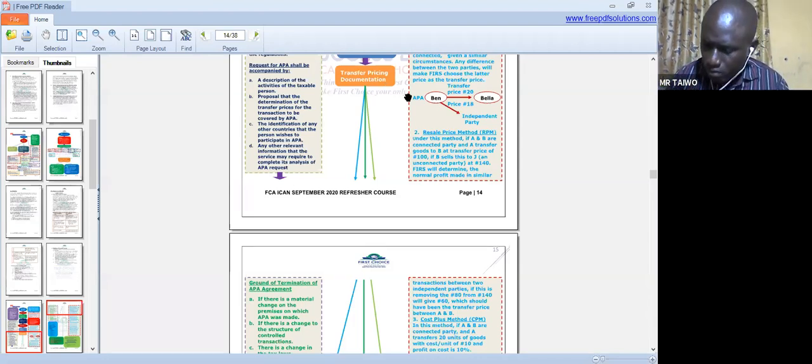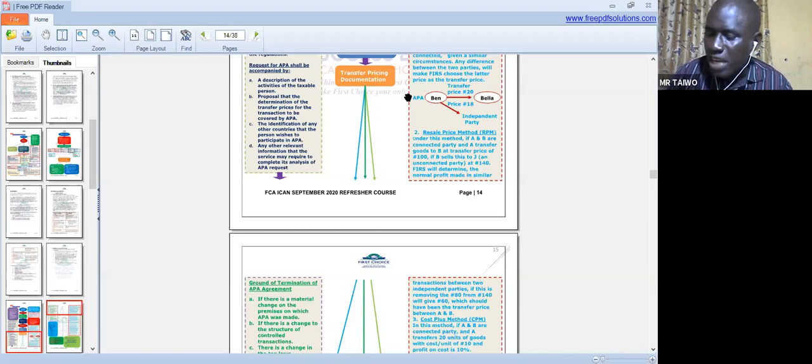Now, between A and B are two divisions under the same organization. They are connected parties. If A is selling goods to B, and he sold the goods at maybe 100 naira to B, let's assume, that's the transfer price to B. But the two of them are under the same organization.